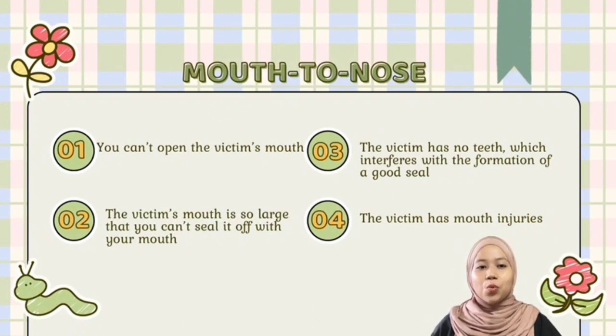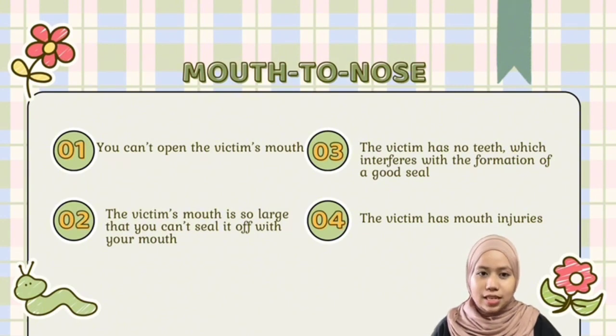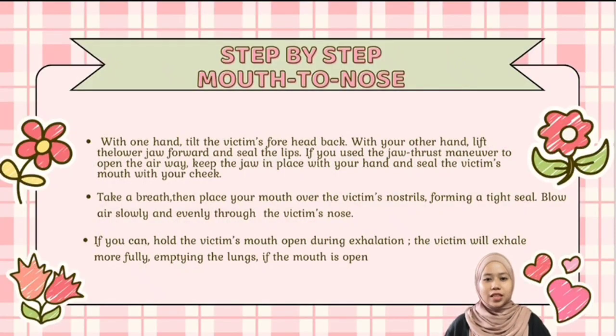I want to talk about when you need to do mouth-to-nose ventilation. Firstly, when you cannot open the victim's mouth. Secondly, the victim's mouth is so large that you cannot seal it off with your mouth. Thirdly, the victim has no teeth, which interferes with the formation of a good seal. And lastly, the victim has mouth injuries. This is how to do mouth-to-nose ventilation.